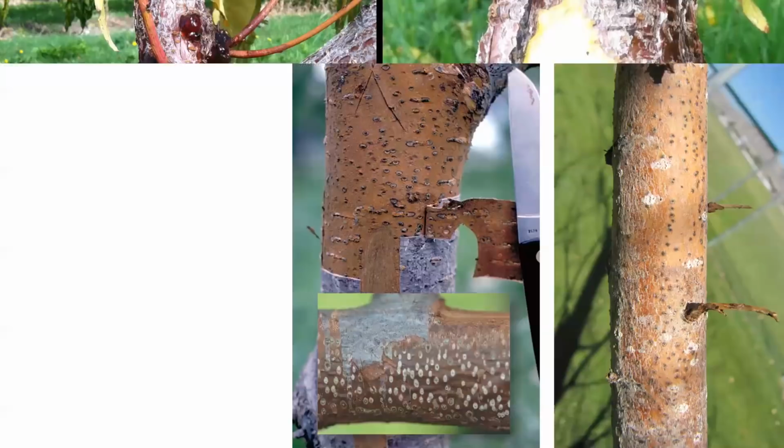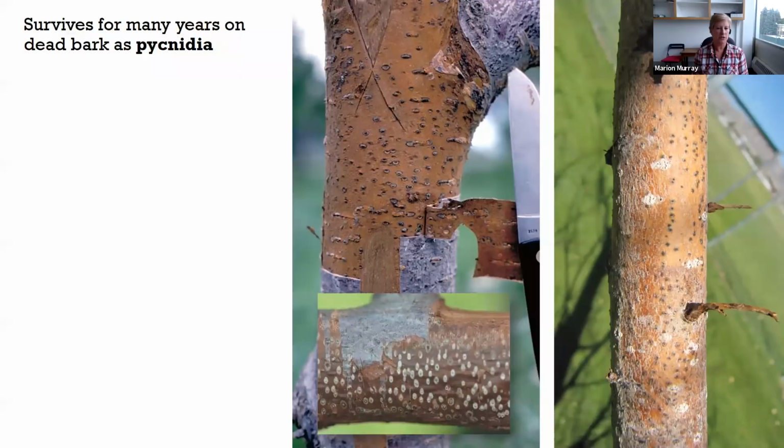Anyway, back to Cytospora, just the general life cycle, how it spreads. So it survives on dead bark, and again, it can survive for many years. And these on the right picture, those little black dots, are the fruiting bodies of Cytospora, and each little dot contains hundreds and hundreds of spores. The fruiting body is called a pycnidia. And the picture in the middle shows bark of a cherry tree where it's just kind of peeled away, and that's exposing those pycnidia, so you can see them a little bit better.